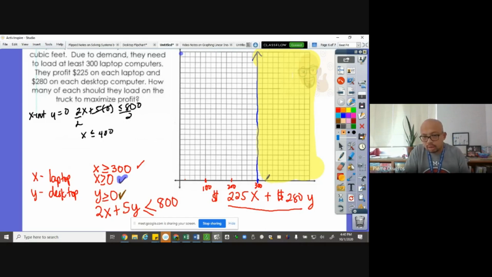So 400 will be somewhere here. 1, 2, 3, 4, 5. This is the 400 section. So this is the point.